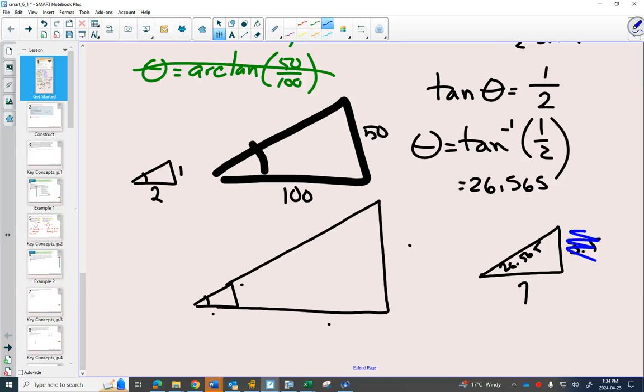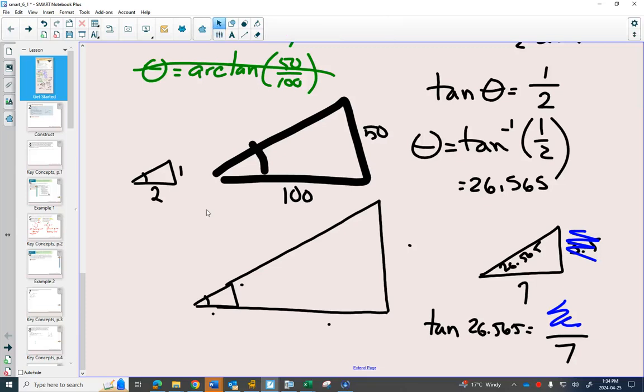And my calculator can tell me it's 3.5 because I could say that tan of 26.565 has to equal the blue scribble over 7. Whatever, that's my new variable, right? It's got turned a little bit. But the blue scribble over 7 has to be tan of 26.565. And if I want to get the blue scribble by itself, can you see I'd have to multiply both sides by 7? Check this out on my calculator.